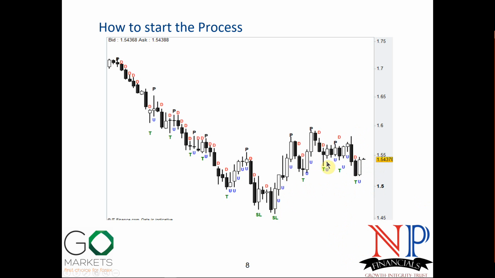As you can see, more up bars compared to down bars. As you can see here on the left-hand side, more down bars compared to up bars. Alright, next one.